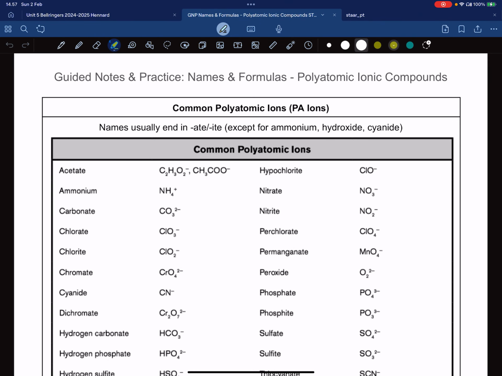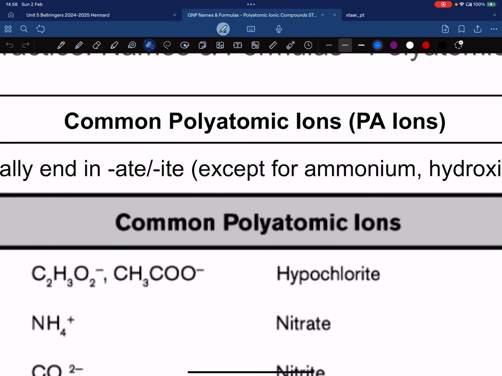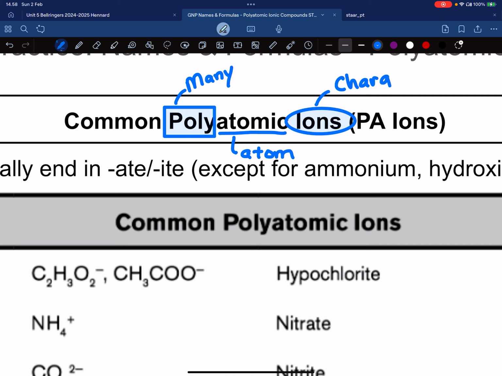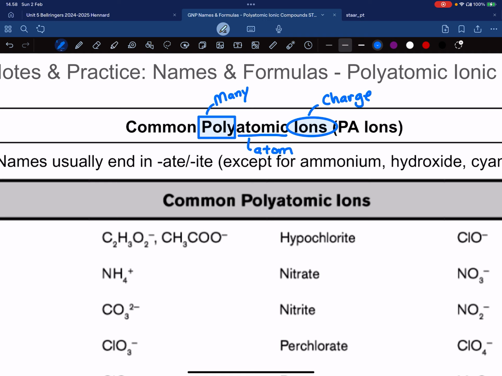All right, ladies and gentlemen, so here we are writing names and formulas for ionic compounds that have polyatomic ions. All right, so first, what the heck is a polyatomic ion? Well, obviously, poly means many. Atomic means atom. And ions means something with a charge. So a polyatomic ion is many atoms with a charge.